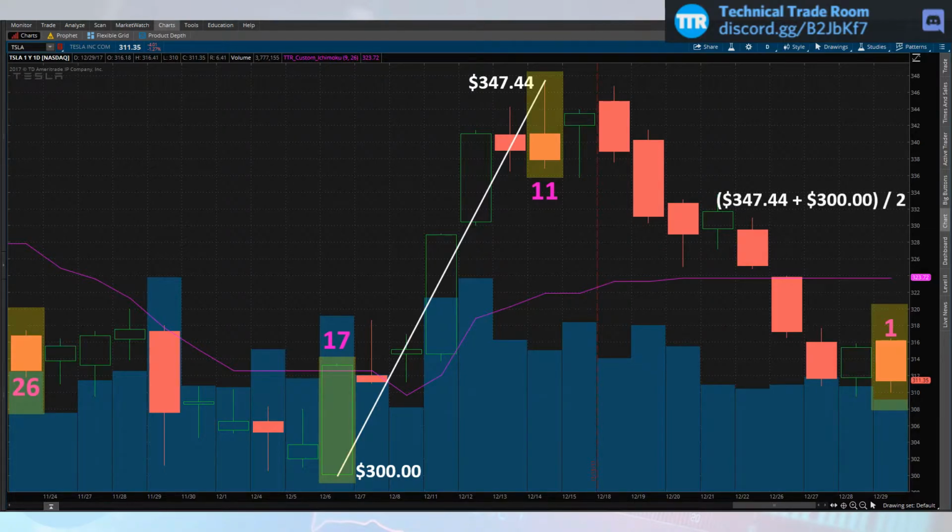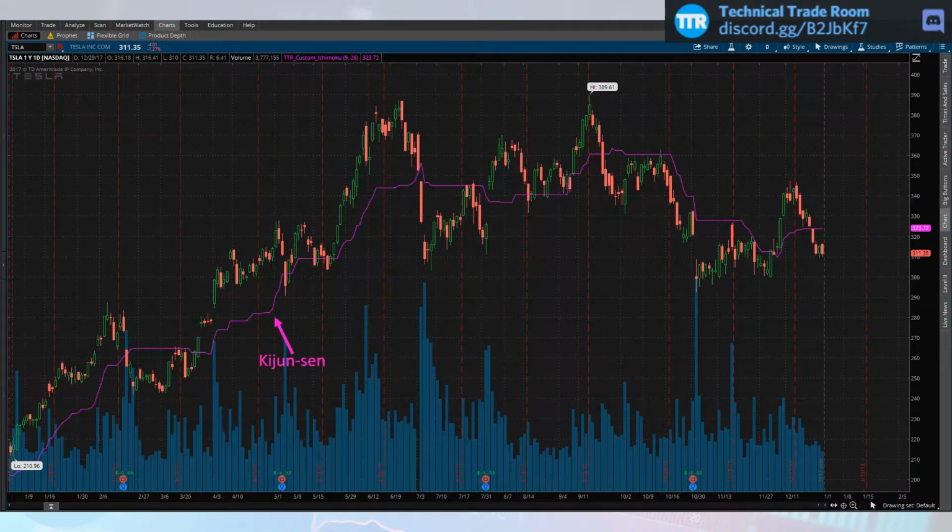These two numbers are then added together, giving us a total of $647.44. This number is then divided by 2 to find the middle point between the high and the low, and this gives us the value for the Kijun, coming in at $323.72. So in review, the Kijun takes the highs and the lows from a 26-period time frame and plots the middle point of that period.